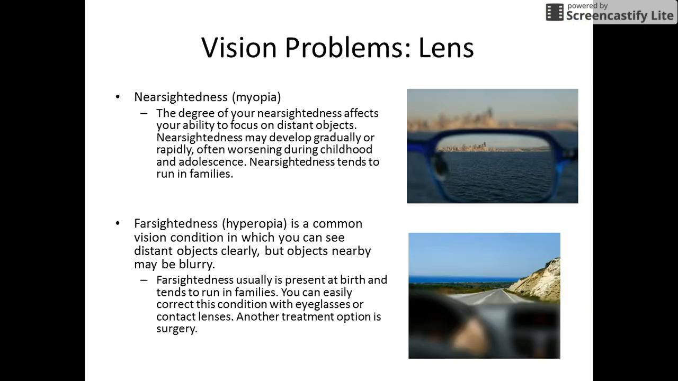Sometimes you do have problems with your vision. I do like to talk about this. There are two different types. You may have nearsighted or farsighted. Nearsighted is called myopia, which is the degree of nearsightedness that affects your ability to focus on distant objects. So when you're nearsighted, you have a hard time focusing on far objects. Nearsightedness may develop gradually or rapidly, worsening during childhood and adolescence. It tends to run in families. So nearsighted, you actually have a hard time seeing in the distance.